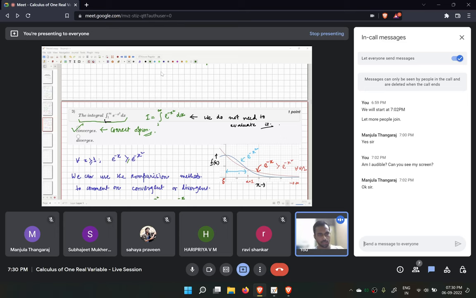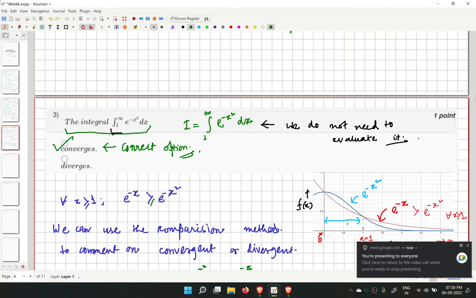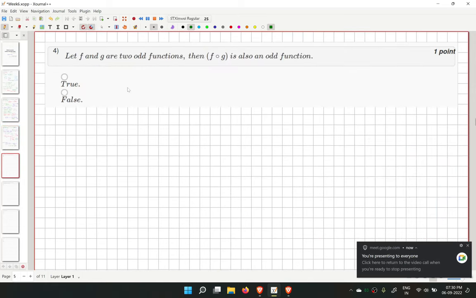Okay, so I don't see any questions here. So let me go to the next problem, which is problem number four. And here we are given two functions, f and g, which are two odd functions. And then you have to say whether f compose g is also an odd function or not.